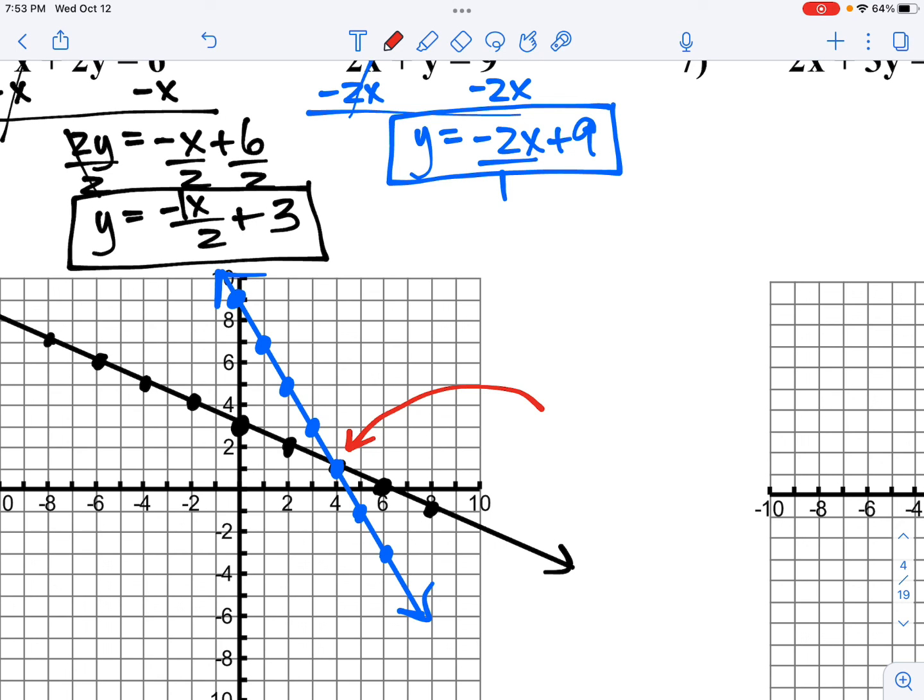This is my answer. What is that ordered pair? It looks like 4, 1. Remember, it's always the x value, the y value.